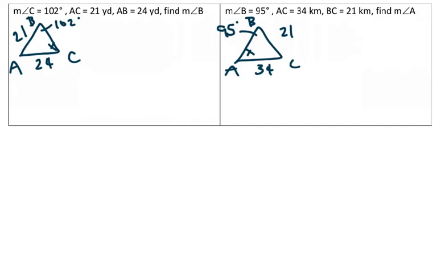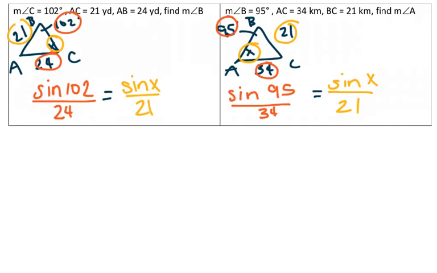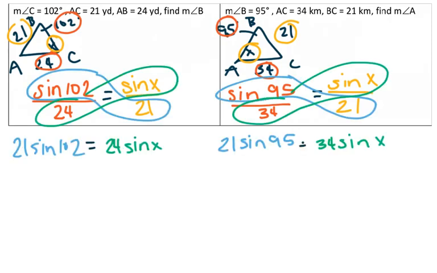Now I want you to go ahead and set up the ratio equals a ratio using the law of sines. You can do it for both of these. So try that in 1, 2, 3. And now you can go ahead and cross multiply.